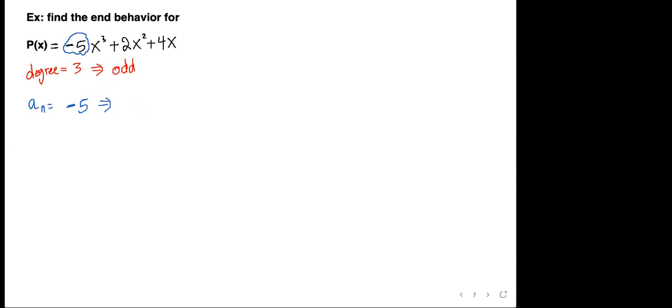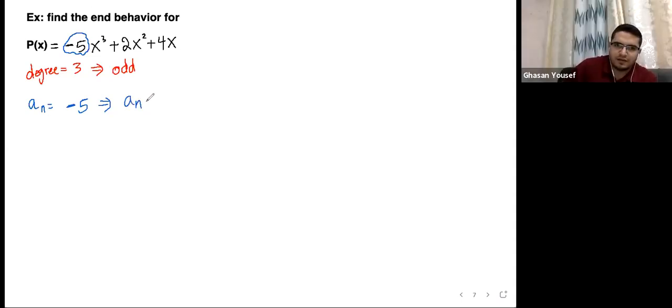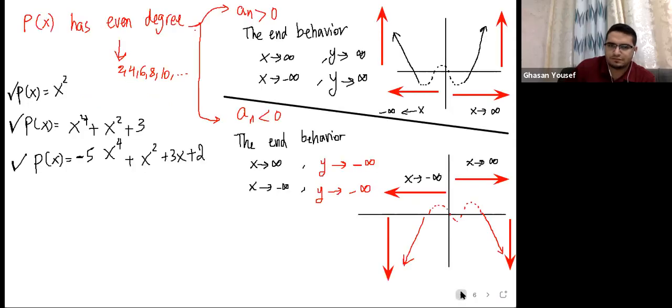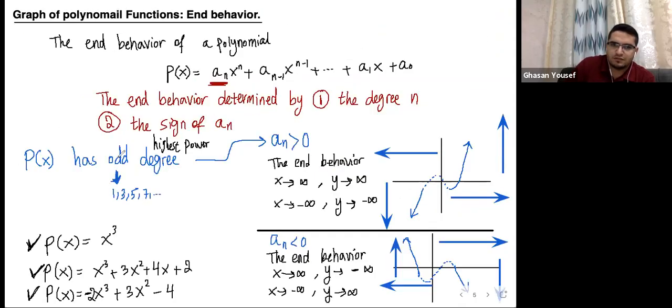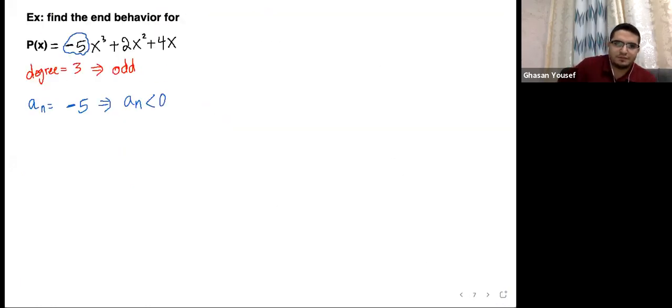Or instead of writing, I will say a of n is less than 0. So odd and less than 0. So I'm going back to the rules. So odd and less than 0. So the end behavior, when x goes to infinity, the y goes to minus infinity. And when x goes to minus infinity, the y goes to positive infinity. This is the end behavior for my example.